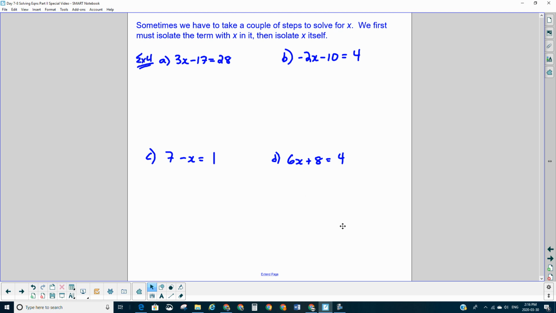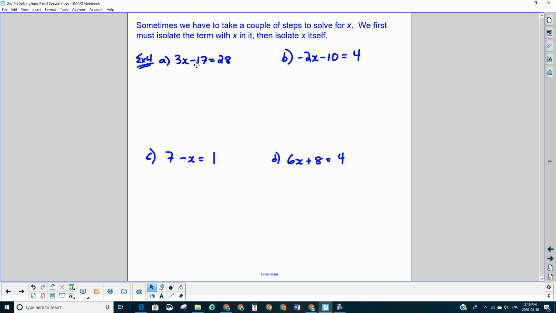Sometimes we have to take a couple of steps to solve for x. So we first must isolate the term with x in it, then isolate x itself. So just like we did in the fare question, we're going to get rid of our constant term first so that we can isolate the term that has x in it first, then isolate for x itself.